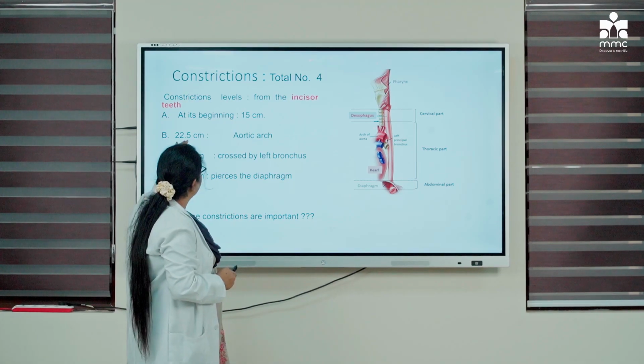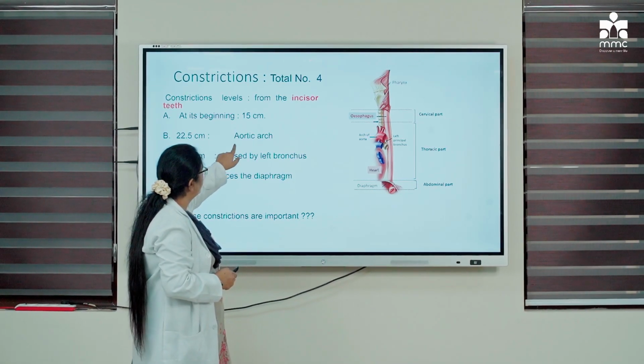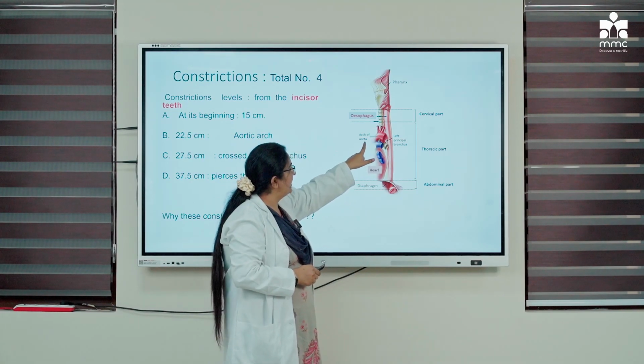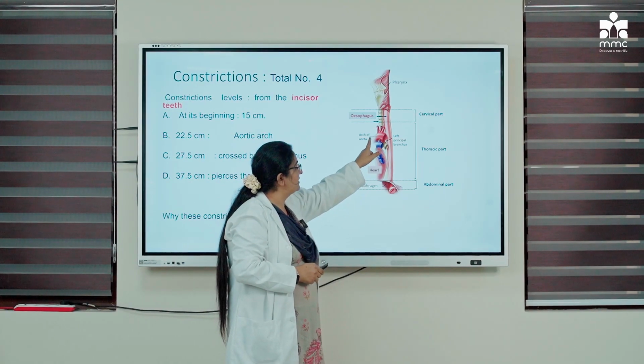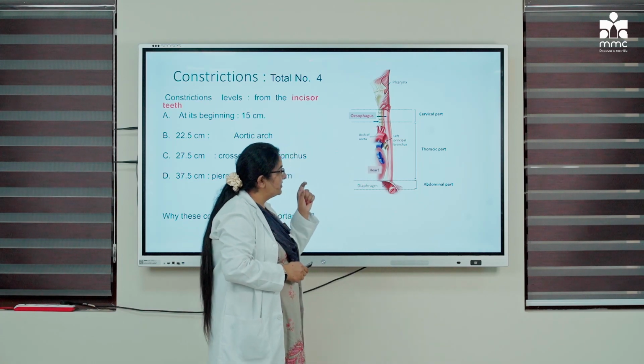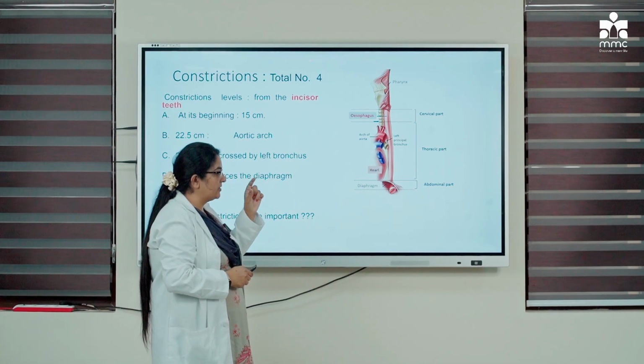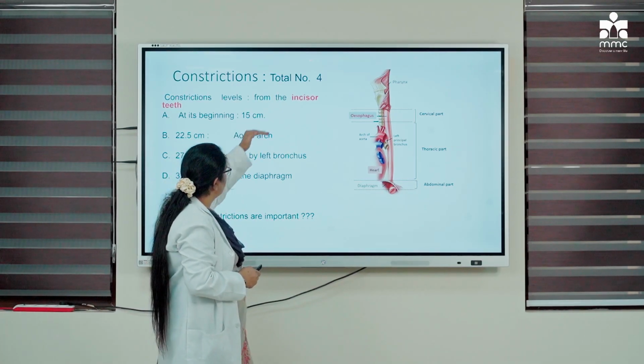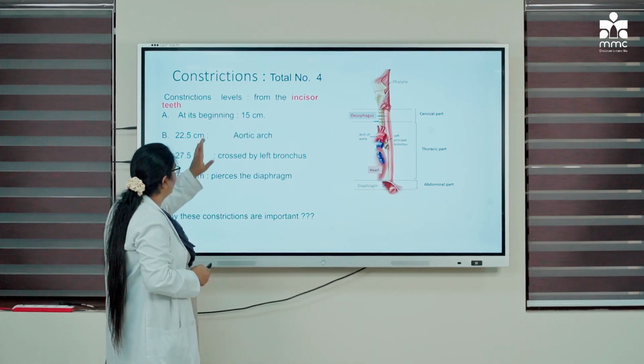Apart from that, the second constriction is produced by your arch of aorta, which you can see here. Here is the arch of aorta. It is crossing this esophagus. While it crosses, it will put pressure there, so that one constriction is there, which is at 22.5 centimeter from the incisor teeth.